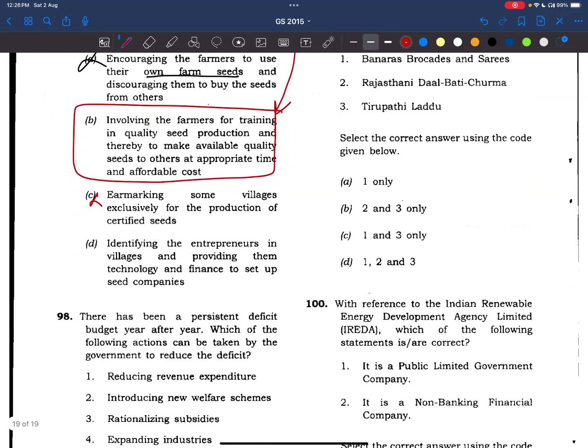No, identifying the entrepreneurs in villages and providing them technology and finance to set up seed companies. This is the main thing. Of course, we are also encouraging farmers to use their own seeds, but we are also training those farmers to produce quality seeds as well. Okay, at appropriate time and affordable cost.